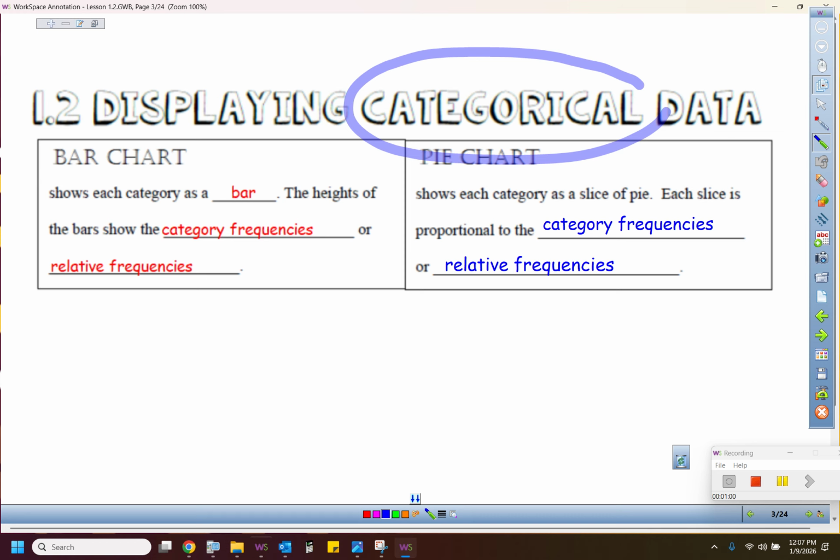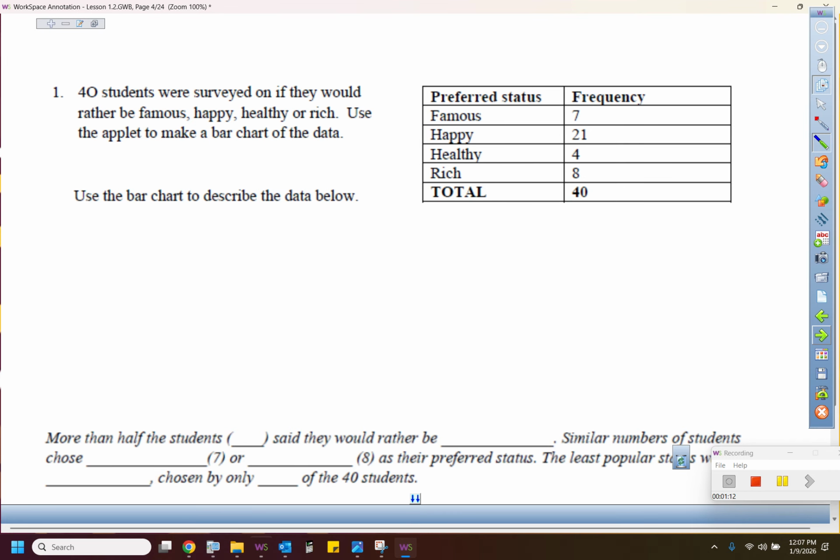And then what we'll do on this very first problem is we'll have our computers ready to go into an applet and put this information here. They surveyed 40 students, so that's handy that sometimes they tell you how many total there were. If they'd rather be famous, happy, healthy, or rich. Use the applet to make a bar chart of that data below.